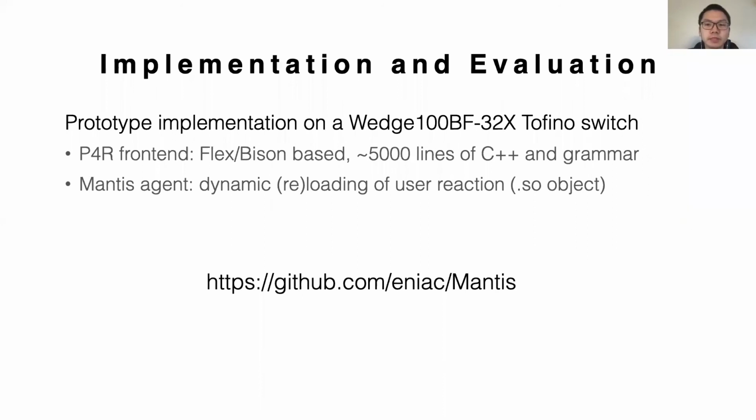We implemented a Mantis prototype that runs on a Tofino switch. The P4R compiler is Flex Python-based and translates a P4R program to multiple P4 code and shared objects, handling argument polling and isolation during the process. The control plane agent is a user space thread that dynamically loads the shared object, which encodes the reaction logic. Because it's a shared object, users could also trigger the redefinition of the reaction logic during runtime without interrupting the ongoing switch operations.